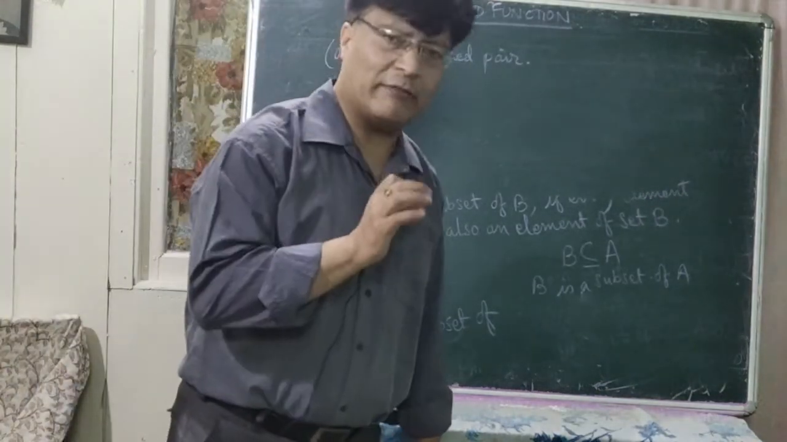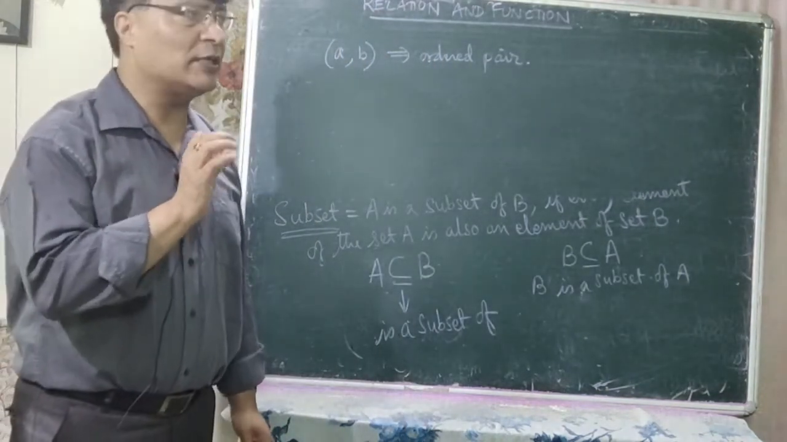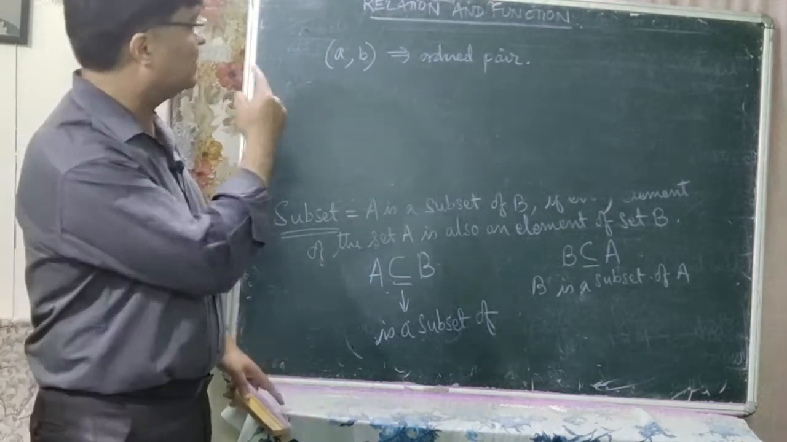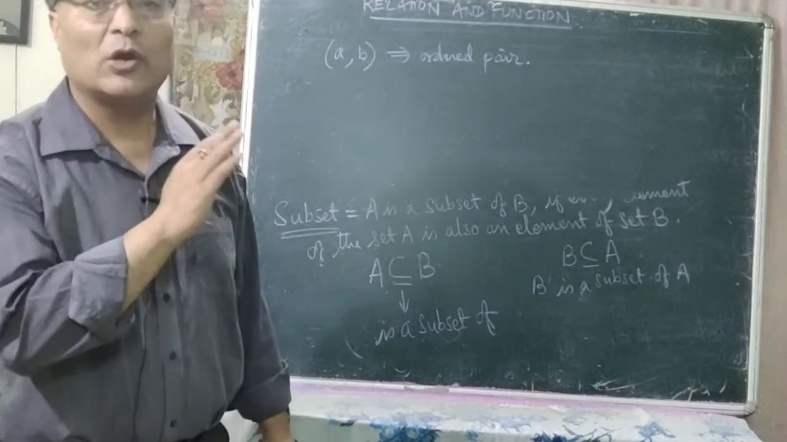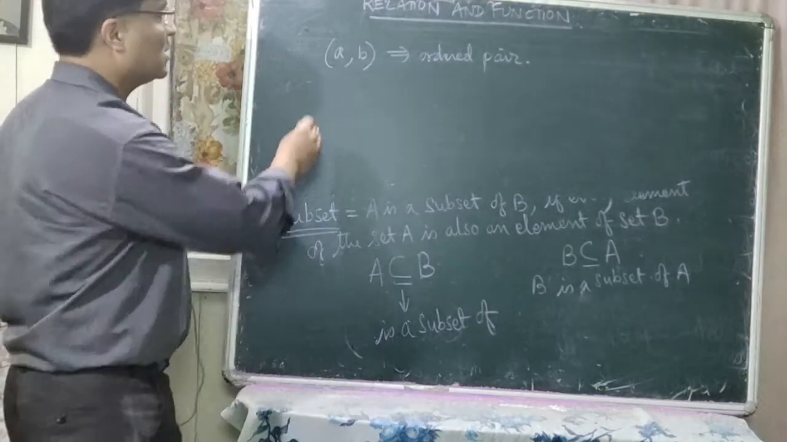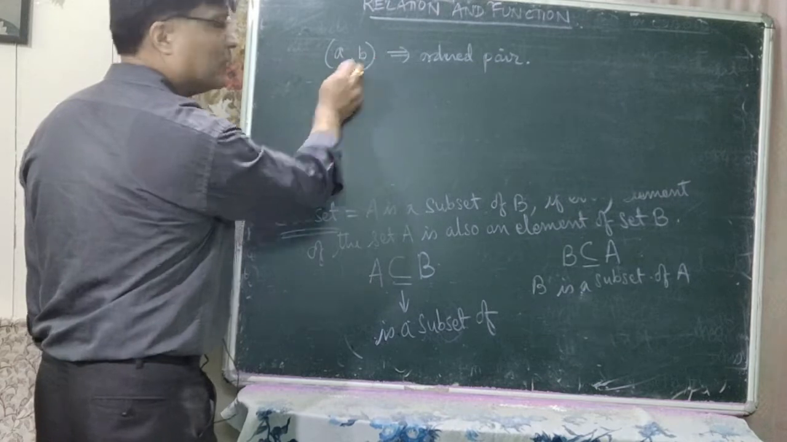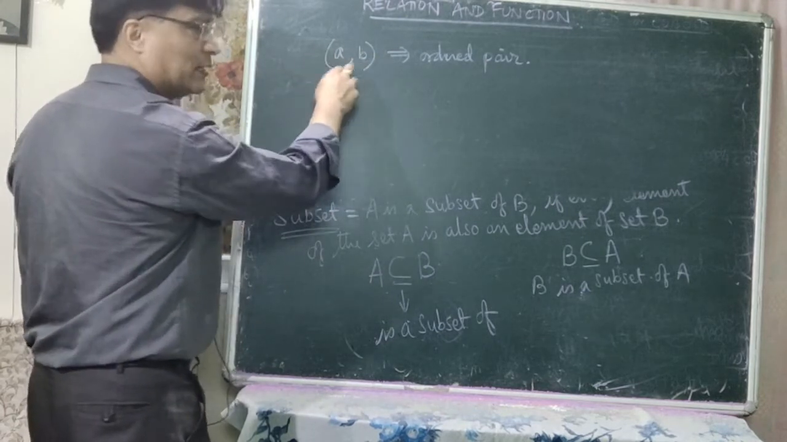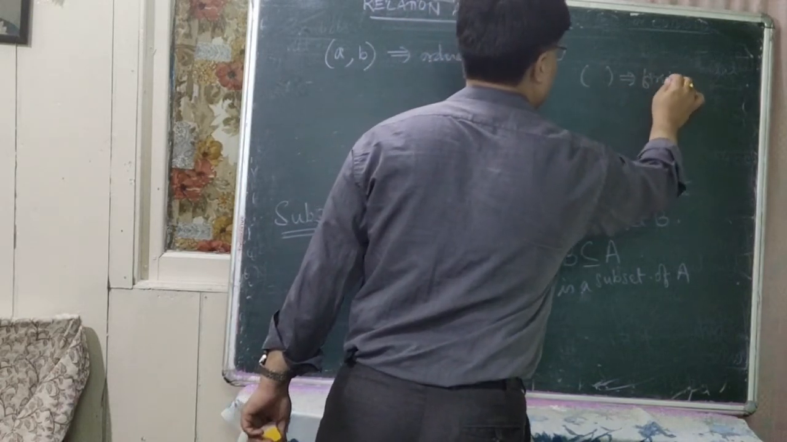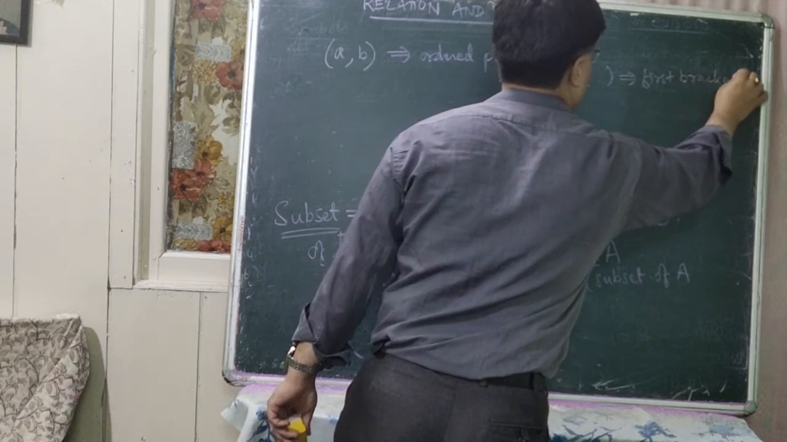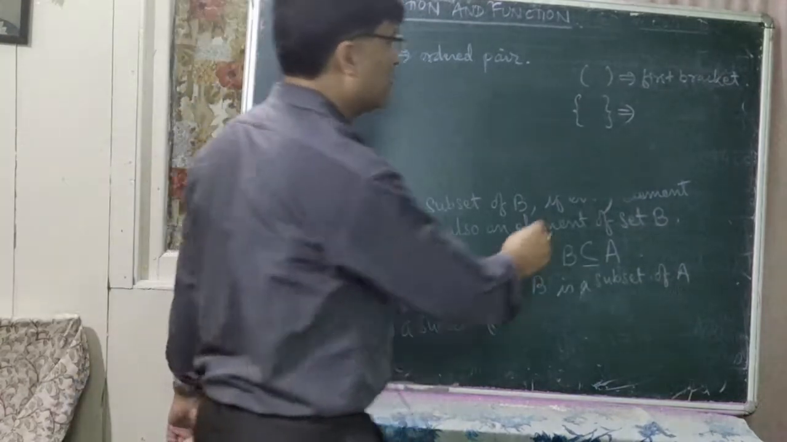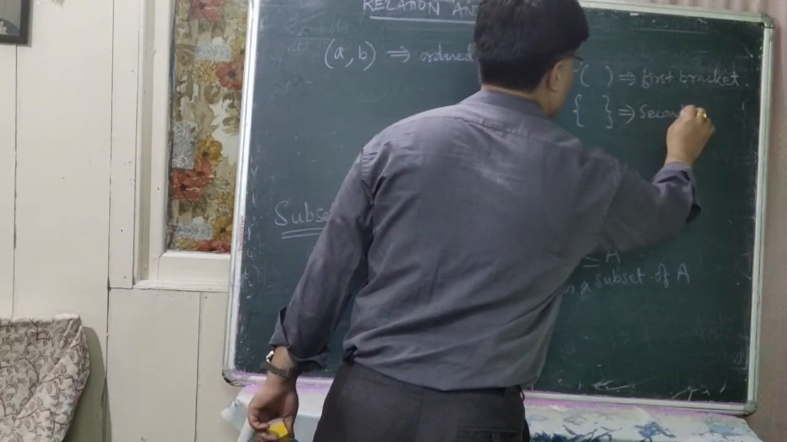So if you arrange the two elements, that is A comma B, and it is enclosed within brackets, this type of pair is known as what? Ordered pair. That is, first element A comma second element B. If it is enclosed within first bracket, you know that, this is known as what? First bracket. Your curly bracket is also known as second bracket.